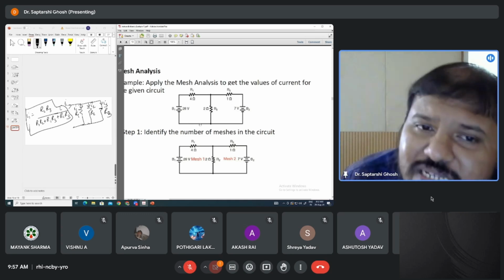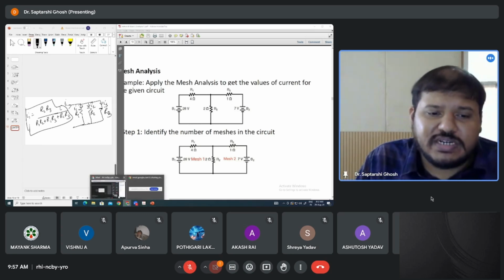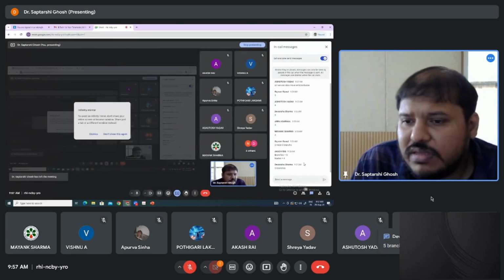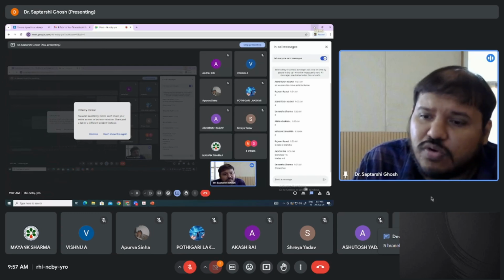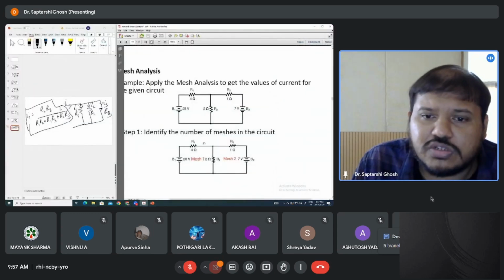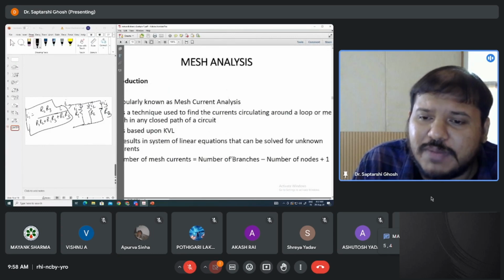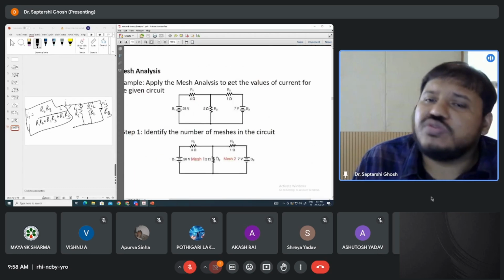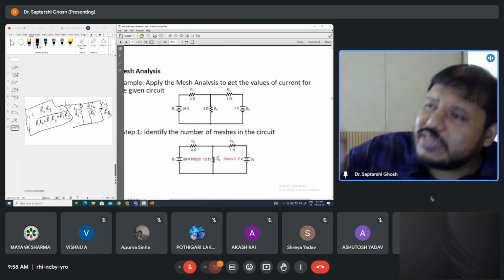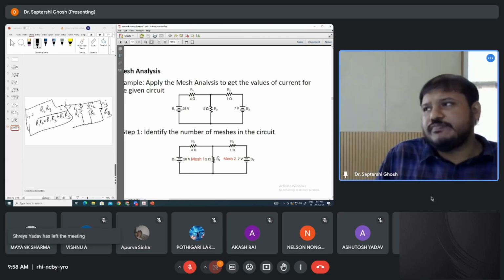There are 5 branches and 4 nodes. Let me know, is it clear or not? Yes, 5 branches, 4 nodes. Now if you apply the formula, number of branches is 5, number of nodes is 4. So 5 minus 4 is 1, and then you add 1, so 1 plus 1 is 2. The formula tells you there are 2 meshes.